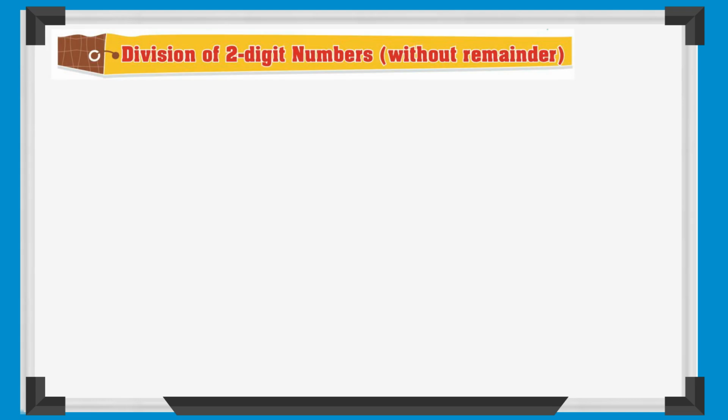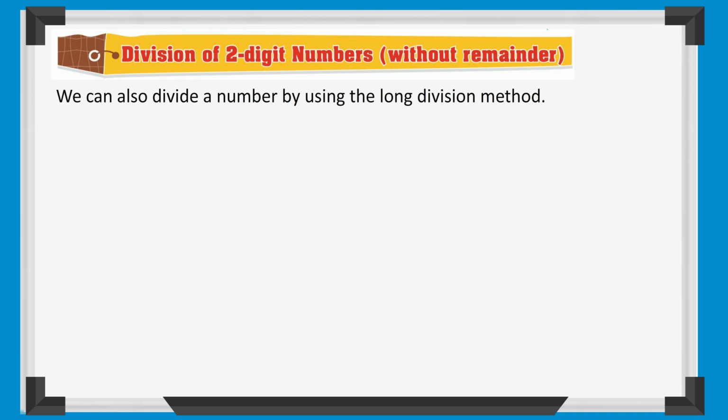Division of two-digit numbers without remainder. We can also divide a number by using the long division method. Example. Divide 63 by 7.